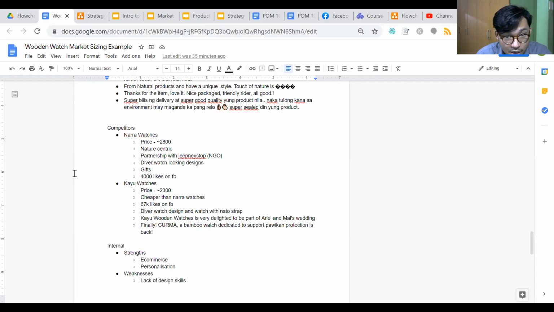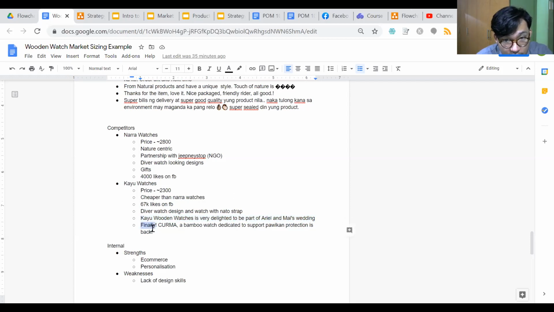This is also the caption for one of their posts. Caillou Watch is very delighted to be part of Ariel and Mai's wedding. So this is kind of interesting. Wedding and wedding services might be a possible opportunity.